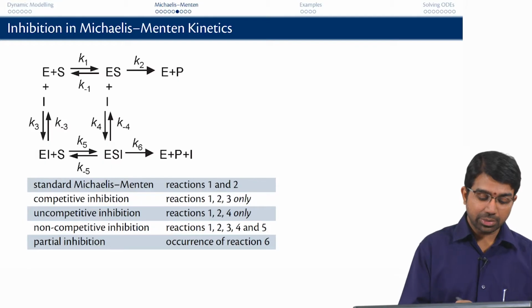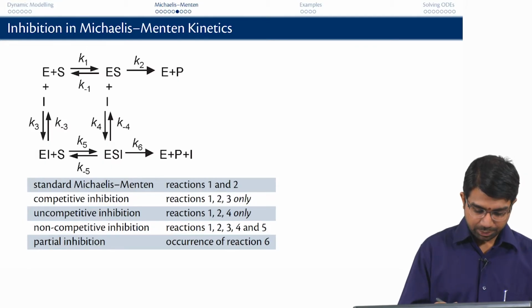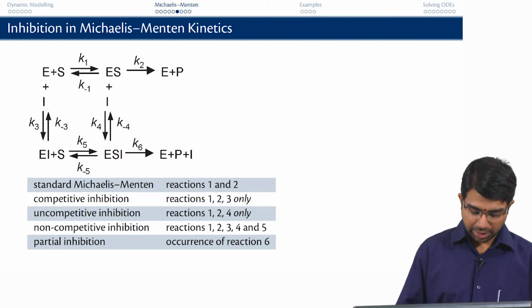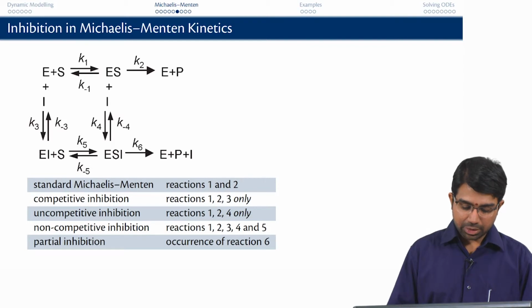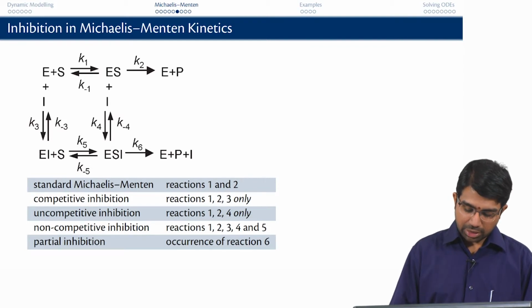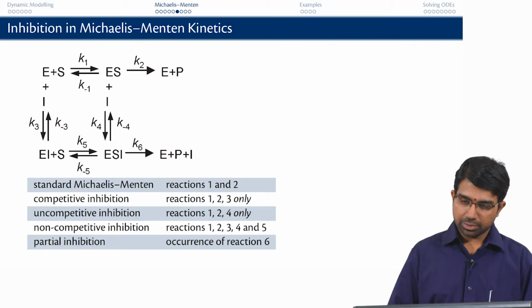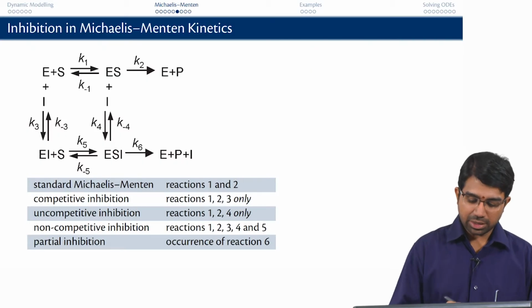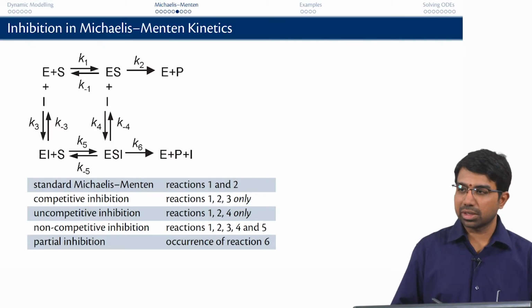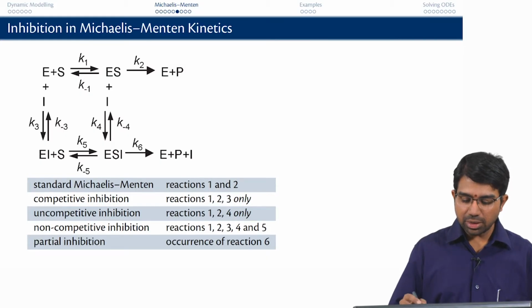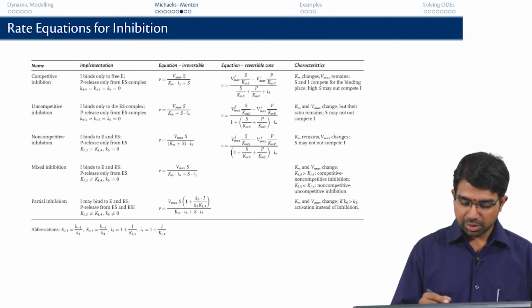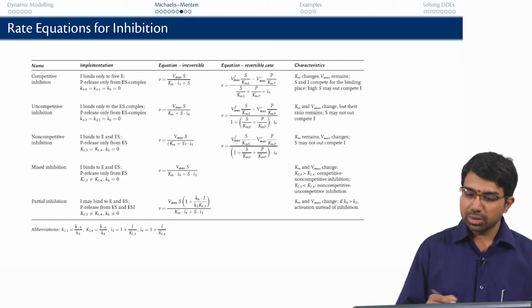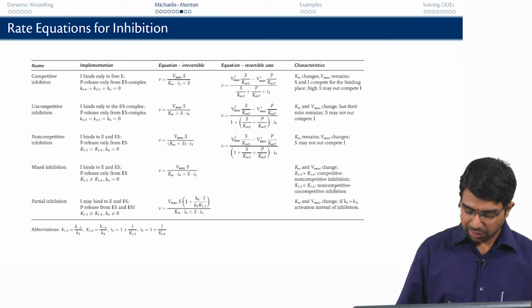So, standard Michaelis Menten is just this and this, but if you have competitive inhibition, it is this and EI plus S with a reversible reaction. You can have uncompetitive inhibition or non-competitive inhibition and partial inhibition. There are various types of inhibition that can happen. Each of these will give rise to different kinetic equations. These have been derived in the book by Cornish-Bowden, so it is a very nice reference to look at.